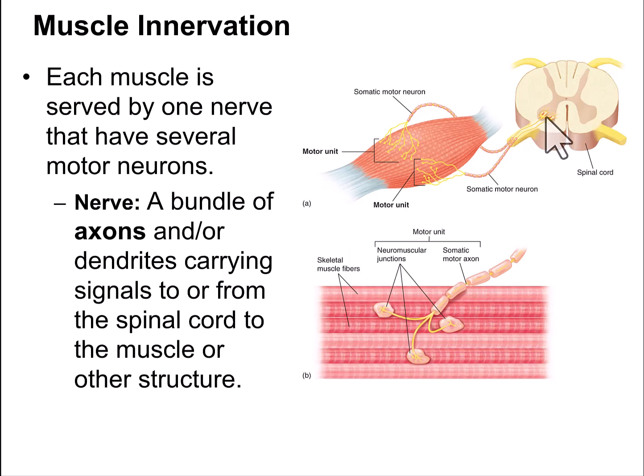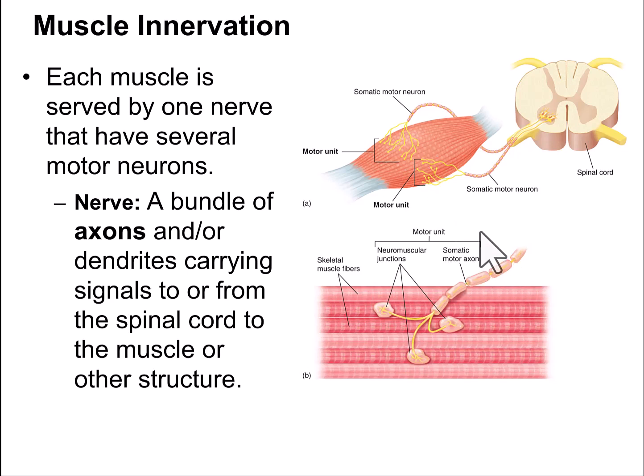So here is the spinal cord. These are the cell bodies of each of these two neurons, and they're coming out via a nerve, and that nerve is going to this muscle. Well, this nerve can carry several different motor neurons. And then when you get to the muscle, they're going to branch out, and they're going to innervate those individual muscle cells, which you see here.